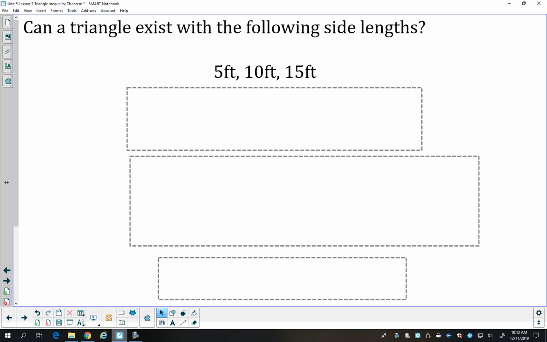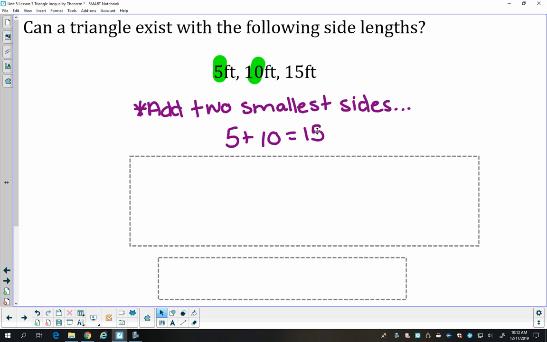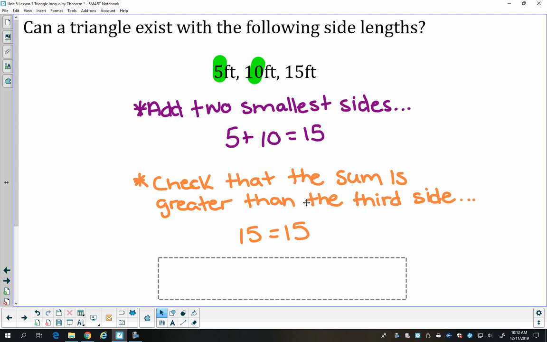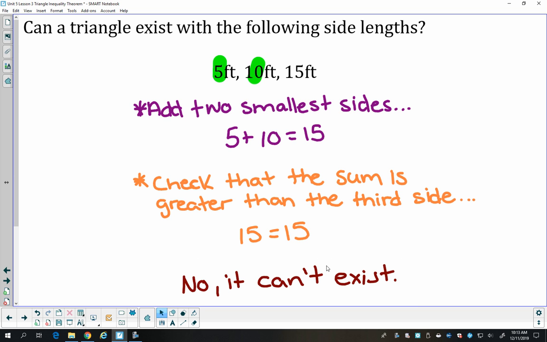Again, I'm going to look for the two smaller sides, 5 and 10. Be careful, they're not always listed in numerical order. So I'm going to add those two together, 5 and 10, and that sum is 15. Now I need to compare this sum to the third side. In this case, the sum of my two smaller sides is equal to my third side. The theorem says that the sum of any two sides needs to be greater than the third side, so I haven't met that condition, and I wouldn't be able to make a triangle with these three side lengths.